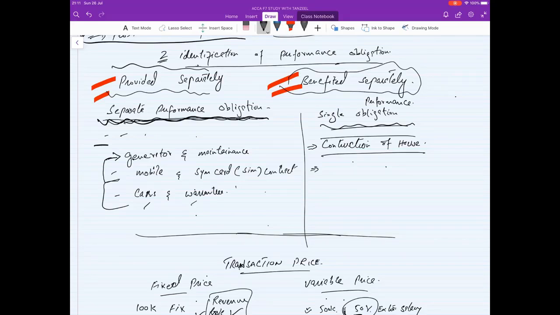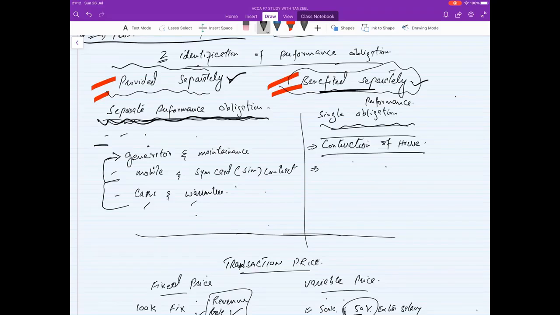It means you can buy the generator from outside, and you can get the maintenance from somewhere else. These are provided separately. And if you take only a generator from me and take maintenance from outside, or you buy the generator from outside but take maintenance from me, it means it is benefited separately. So if these two conditions are met, then only we can say it's a separate performance obligation: provided separately in the market, and the second is benefited separately.